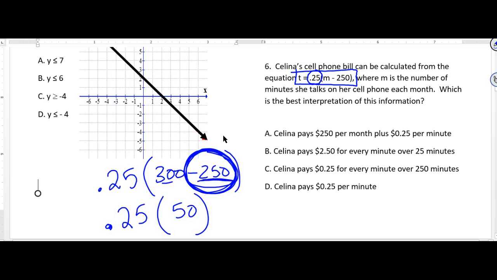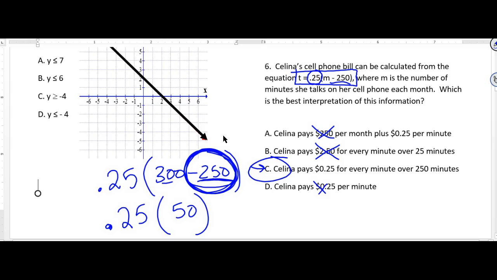So if I look at my answer choices, $250 per month, that's nowhere on here because we're subtracting 250, so it's not that. $2.50 per minute doesn't make any sense. C, Selena pays 25 cents for every minute over 250 minutes. That one's looking like the right answer. Or D, just 25 cents per minute. No, because it's got the minus 250 part, so C is the only option that makes any sense.